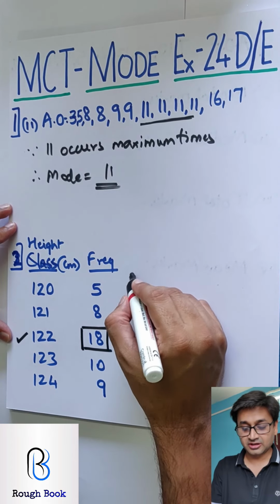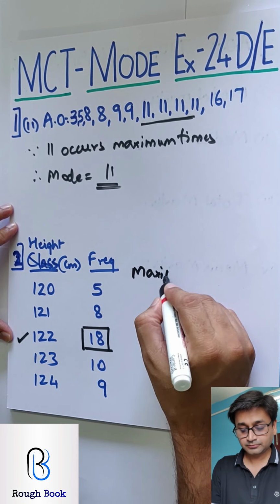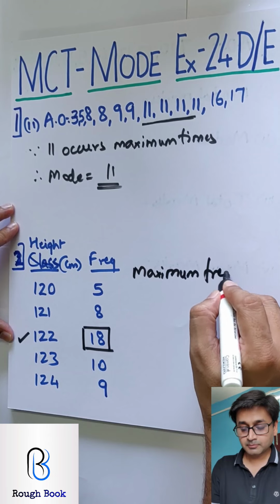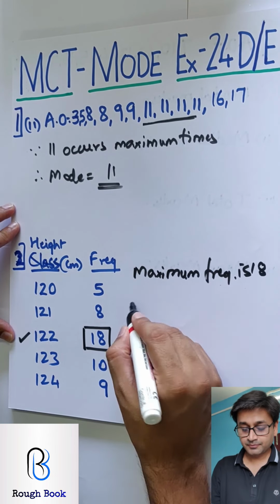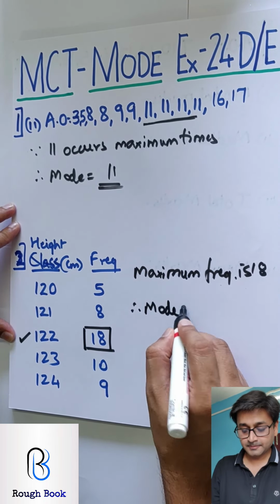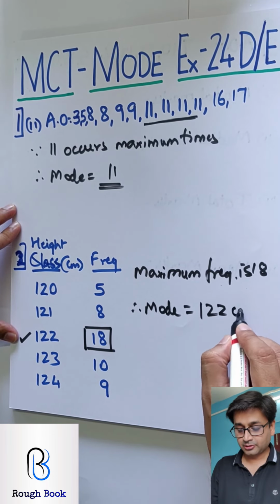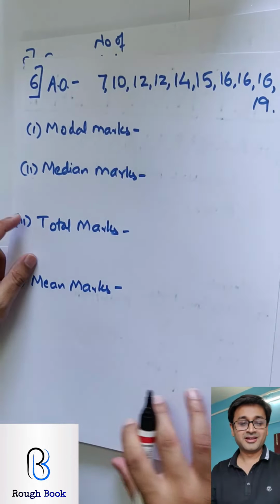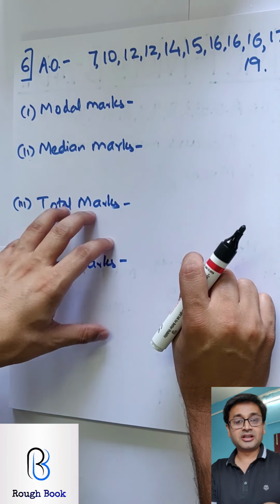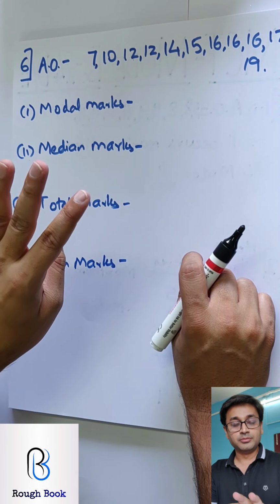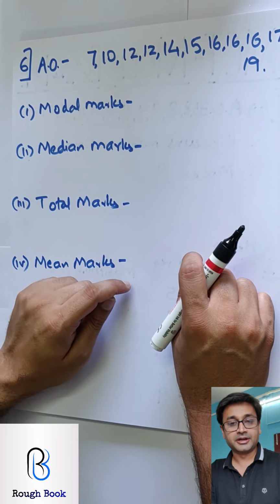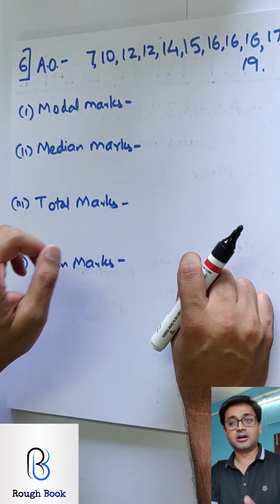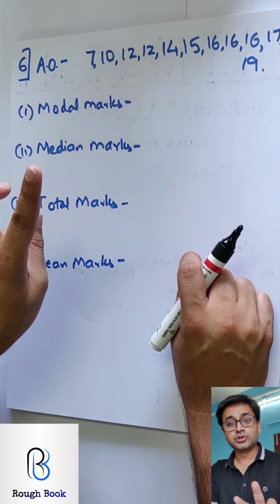As simple as that. So you say maximum frequency is 18 and therefore mode is equal to 122 centimeters. That's all. Is that very simple? Great. Sum number 6. These are typical questions where mean, mode, median, all three are asked in the raw data. This type of question had occurred once in the boards 2 years back.